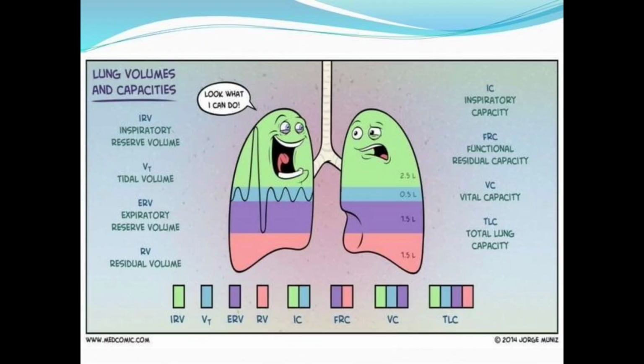Next one is the lung volumes and capacities. Inspiratory reserve volume, tidal volume, expiratory reserve volume, and residual volume. Next is the inspiratory capacity, functional residual capacity, then vital capacity, then total lung capacity. So this is the overall lung volumes and capacities.